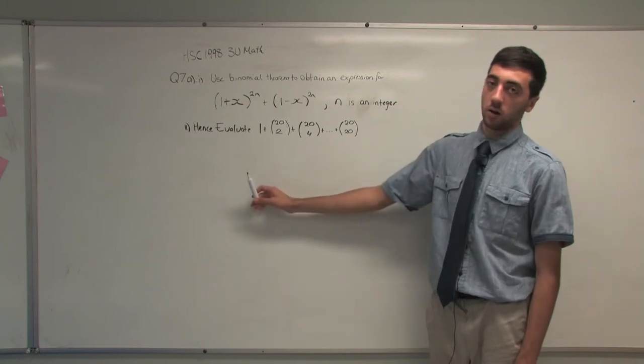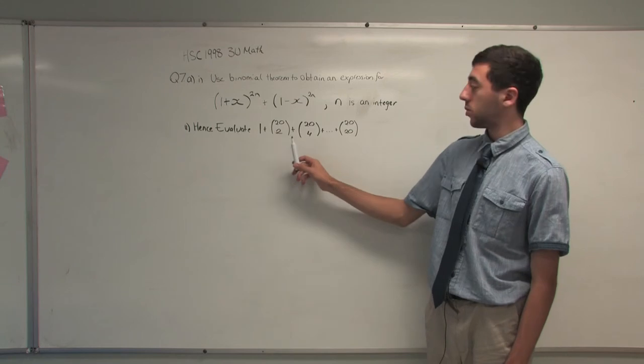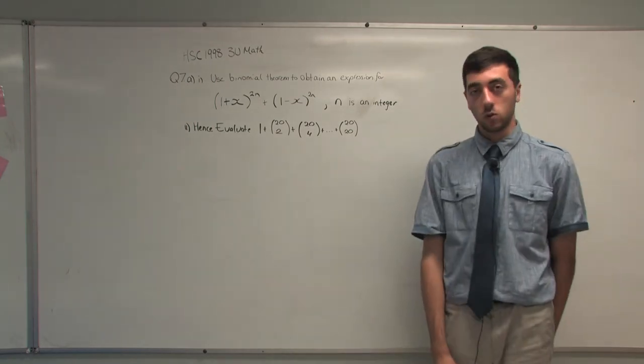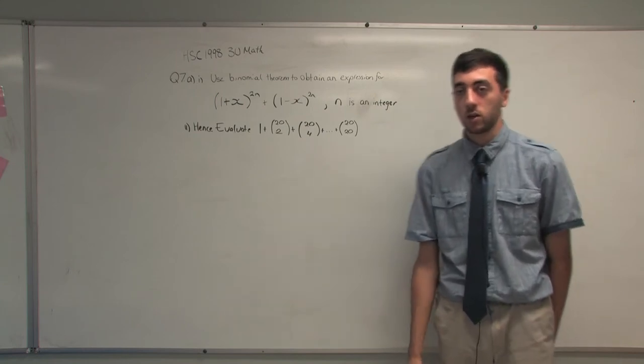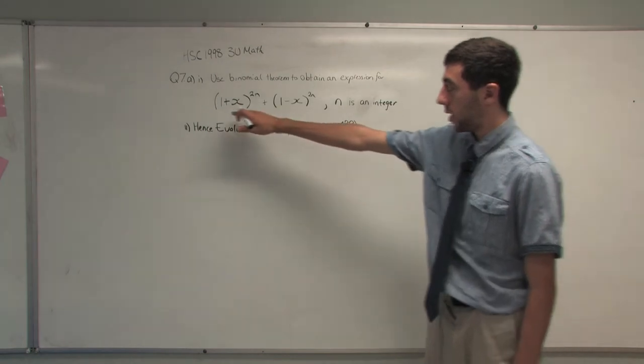And then the second part asks us to hence evaluate 1 + 20C2 + 20C4 plus all the way up to 20C20. Alright, so how we're going to begin this question is, because it says use the binomial theorem, we're going to straight away expand our top expression here.